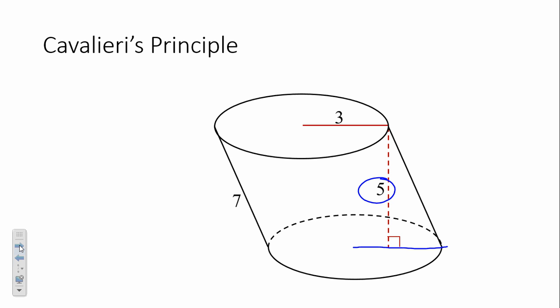What's that? They put the 7 there as a distractor to confuse you. So we would still do pi r squared h, the area of the base times the height, but we have to use the 5, not the 7 for your height. Make sense? Okay? Can we keep moving, or do you want to see this one worked out? Keep moving? Okay.